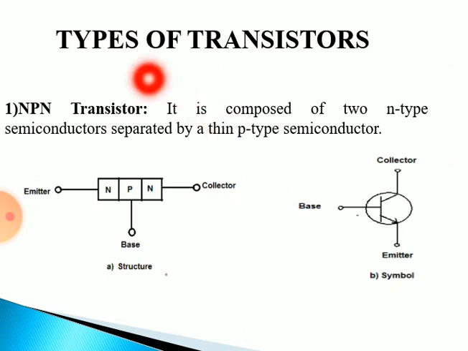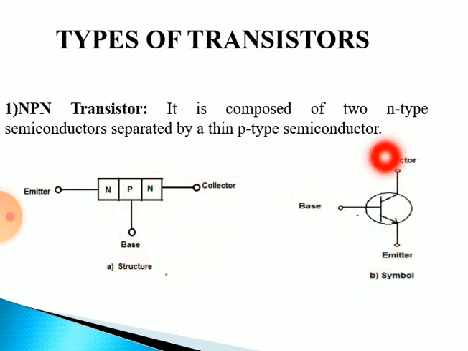Coming to the types of transistors, basically there are two types of transistors. One is NPN and the other is PNP. So what is an NPN transistor? An NPN transistor is composed of one p-type sandwiched between two n-type. Can you see the structure here? The three regions are N P N. For N we have the emitter, for P we have the base, and for N again there is a collector. So this is the structure of your NPN transistor.